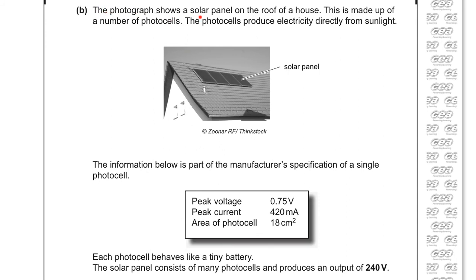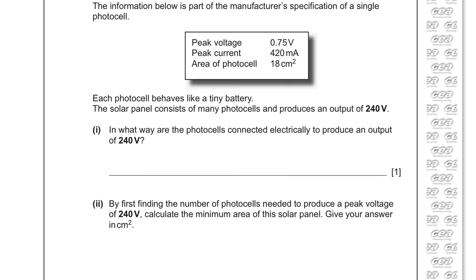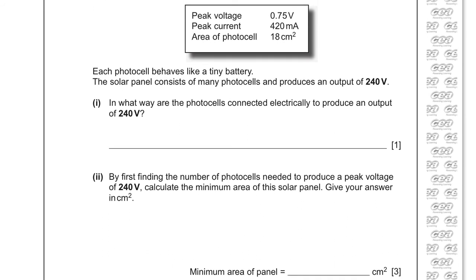Part B. The photograph shows a solar panel on the roof of a house. This is made up then of a number of photocells. The photocells produce electricity directly from sunlight. Information is part of the manufacturer's specification for a single photocell, and it says peak voltage 0.75 volts, peak current 420 amps, and area 18 centimeters squared. Each photocell behaves like a tiny battery. In what way would these be connected to produce 240 volts?